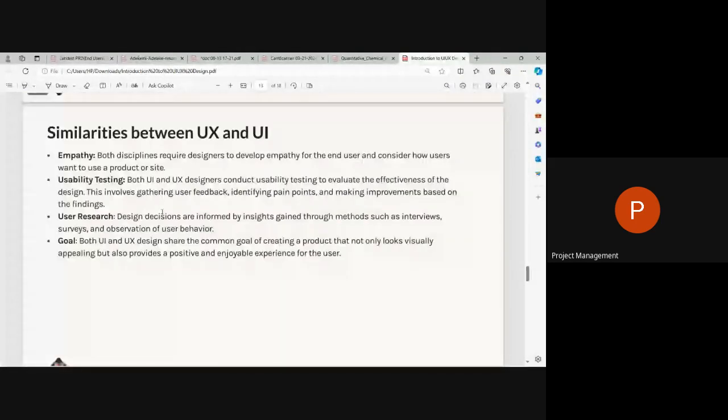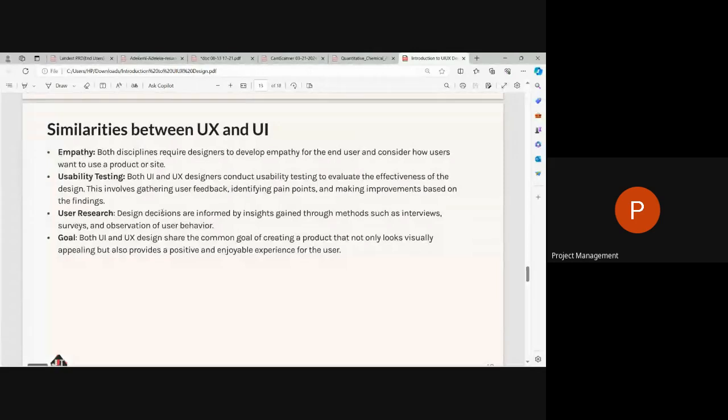So let's go to the similarities now. What are the similarities? Obviously, they're going to have similarities. As there are differences, we still have similarities. The first one is that both UX designers and UI designers have to develop empathy for the end users. They have to consider the user in whatever they are doing. Everything they are doing is centered around the user. Whatever you are doing, you have to make sure that it involves the user.